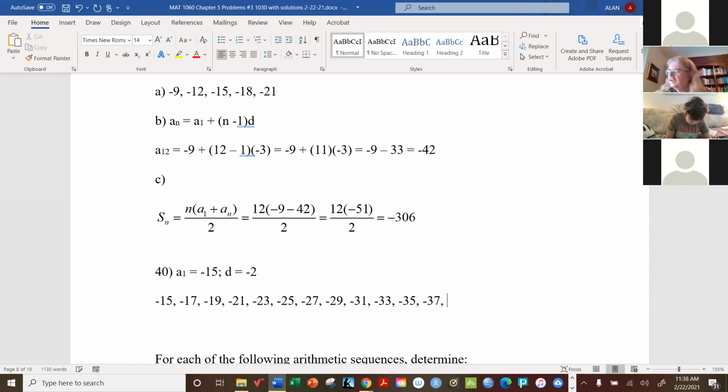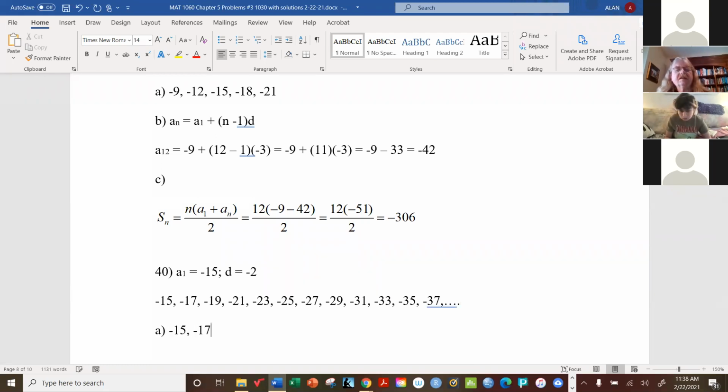Let's see, how far out do I have to go with this one? That's the 12th one. So the first 5 terms are, as you can see, negative 15, negative 17, negative 19, negative 23. And even though we already know what the 12th term is, let's use the formula anyway.